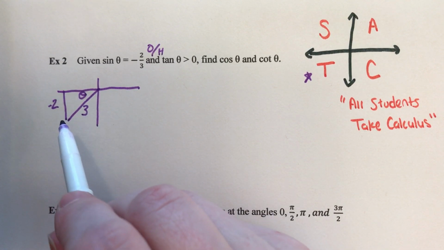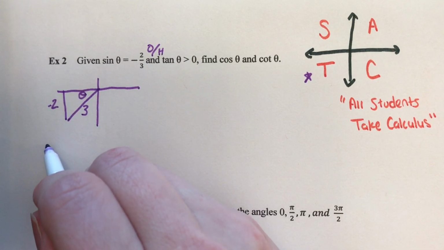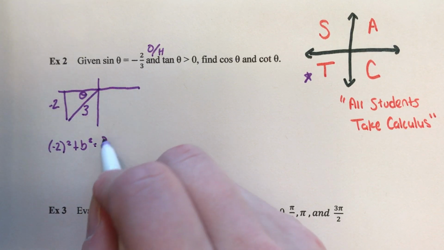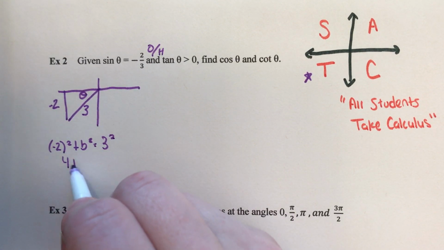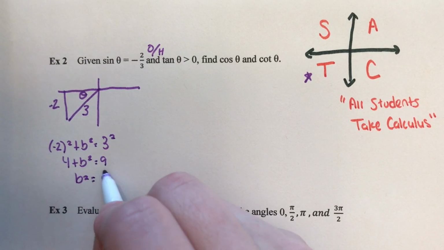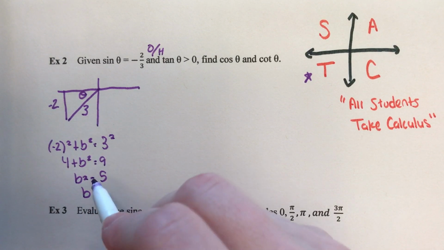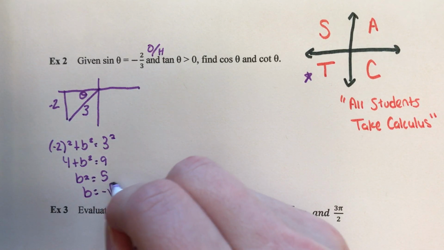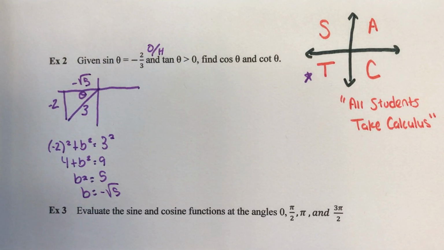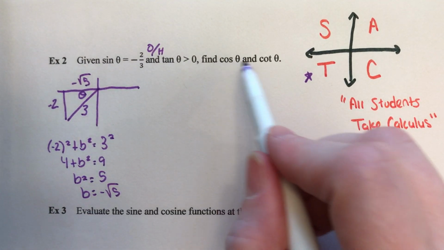So I've got to solve for that missing triangle side. -2 squared plus b squared equals c squared. 4 plus b squared equals 9. b squared equals 5. b equals plus or minus √5, but it's going to be -√5 since I'm going to the left. So I'm going to find cosine and cotangent.